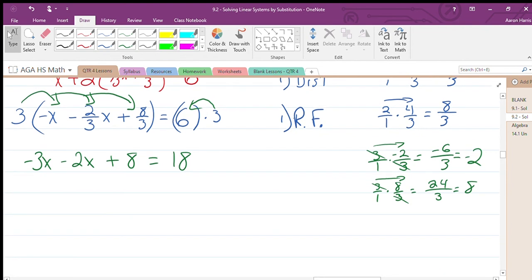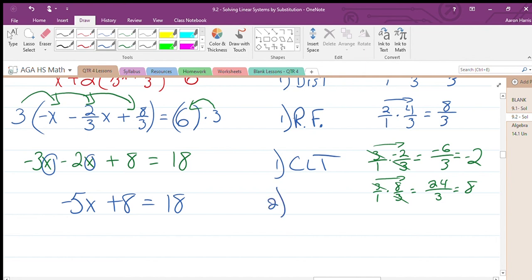So here we go. We're still on track. Here's step 2. What am I going to do? I remove fractions. What's the last checklist item? Factoring. Nothing to do there. Step 1 has slash combine like terms. You must combine like terms. So here we go. Negative 3x, negative 2x gives me negative 5x plus 8 equals 18.